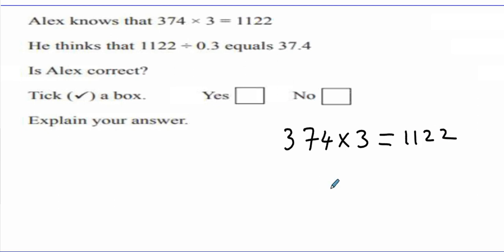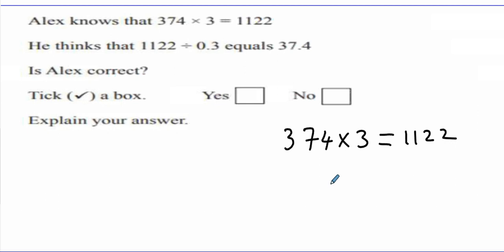This question, okay, this question is all about Alex. Okay, Alex knows that 374 multiplied by 3, the answer equals 1122. This is what Alex knows. Now he also thinks that 1122 divided by 0.3, the answer equals 37.4. Now the question is, is Alex correct? Tick a box and explain your answer.